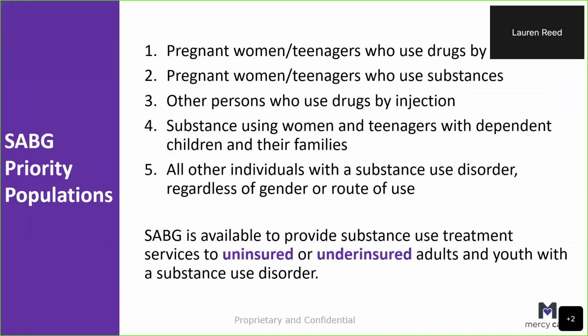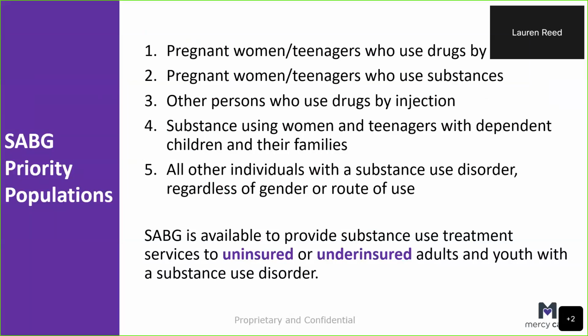The Substance Abuse Block Grant identifies several targeted populations by priority. The targeted populations in order of priority include pregnant women and teenagers who use drugs by injection, pregnant women, teenagers who use substances, other persons who use drugs by injection, substance-using women and teenagers with dependent children and their families, and all other individuals with a substance use disorder, regardless of gender or route of use.